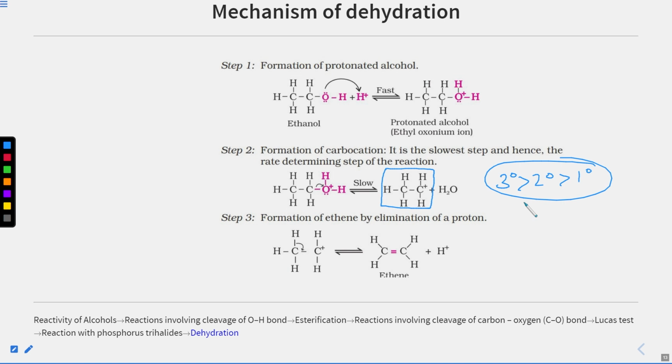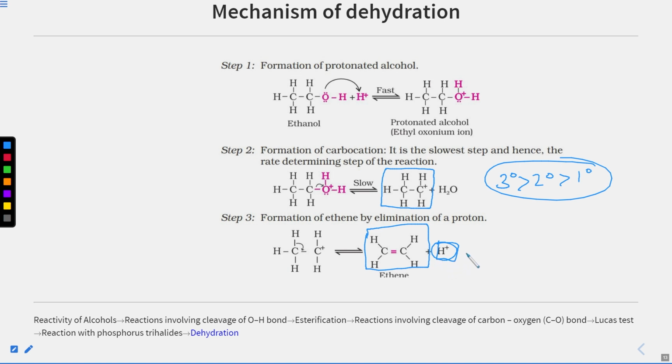It will give the faster your dehydration reaction. So you should be careful about it. In the last step, your deprotonation will take place, and it will release H plus because it is an acid catalyzed reaction and catalyst concentration should not change. So H plus is released in this step, and we get alkene. What do we get? We get alkene.